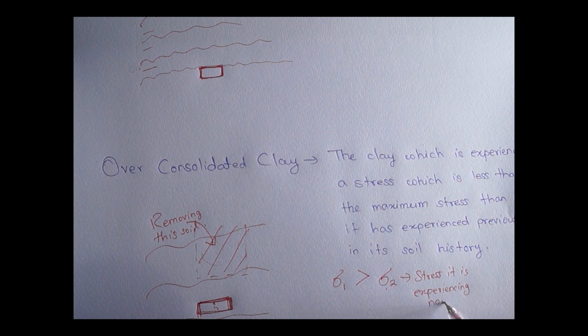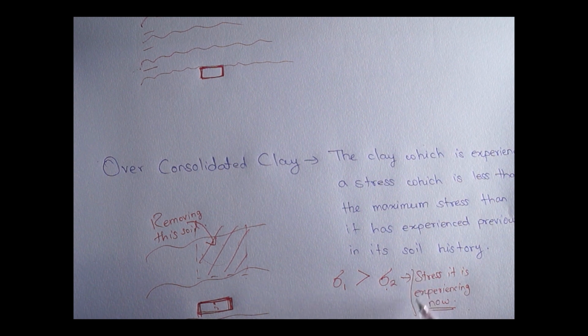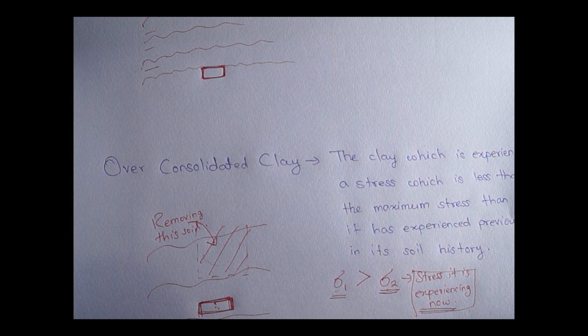Obviously we know sigma 1 would be greater than sigma 2. So this stress sigma 2 is lesser than sigma 1. So when you consider its soil history, now at this stage it is experiencing sigma 2, which is a smaller stress than it has experienced in its soil history. So there is a higher stress which it has already experienced in the soil history than what it is experiencing now. So these types of clays are known as over-consolidated clay.